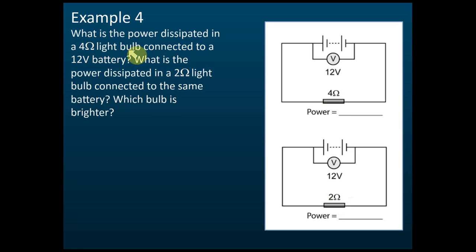Let me see. They say a bulb. Now I think we can assume that this is a bulb, a 4 ohm light bulb. Assume that this is a bulb. So the one with higher power will be brighter.